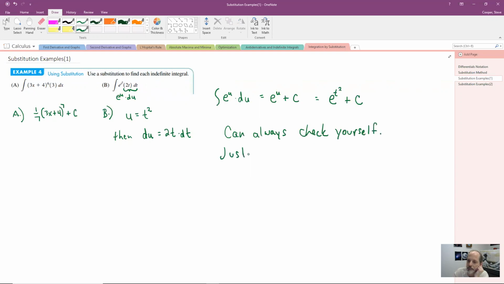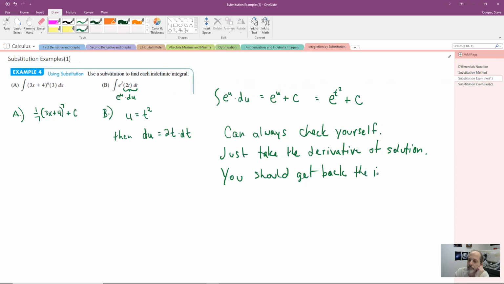Just take the derivative of the solution. If we take the derivative of the solution, you should get back the integrand. So let's take the derivative of our answer, e to the t squared plus c prime.